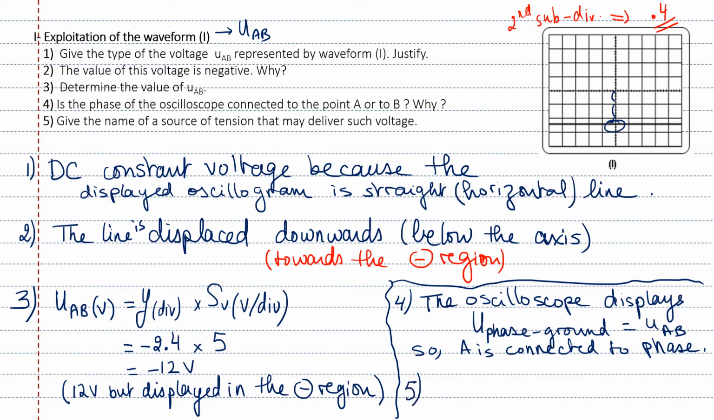Part 5, give the name of a source of tension that may deliver such a voltage, a dry cell. You can also say a battery, an accumulator, a galvanic cell, solar panel, whatever you want. Dry cell is the best, I think. Let's move to the second part.